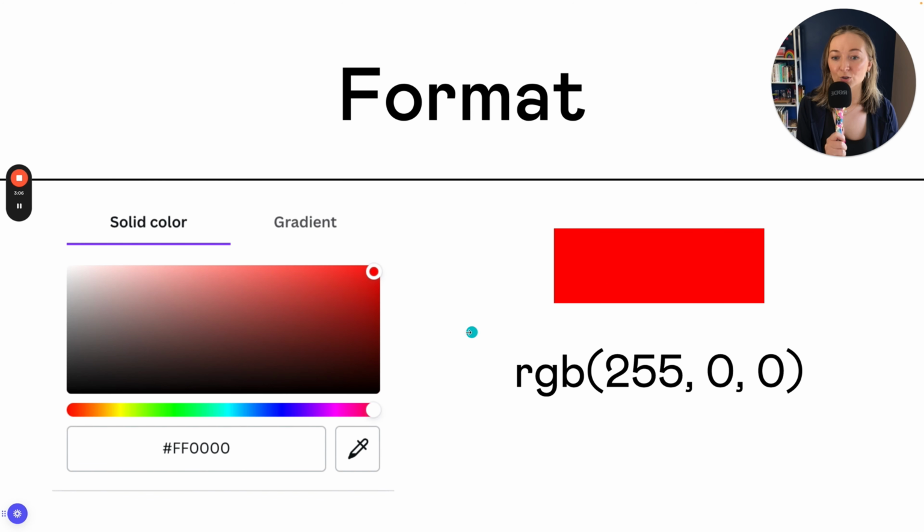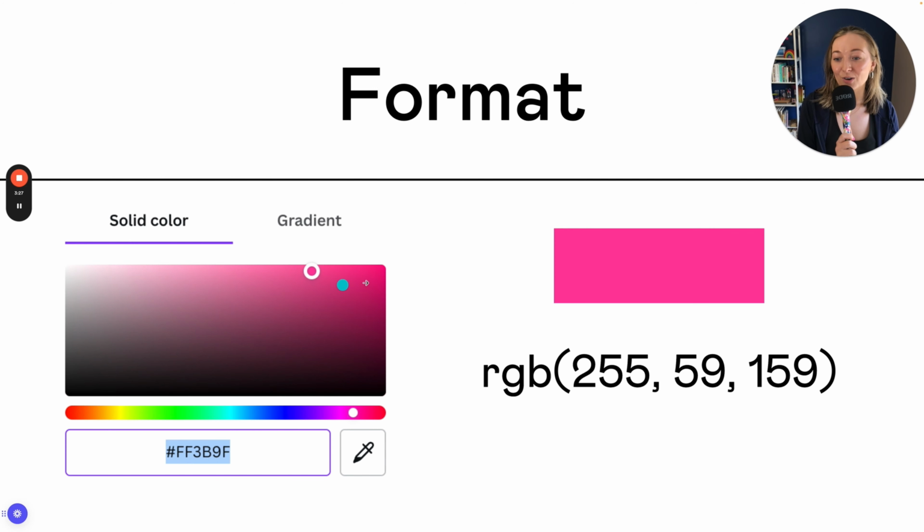So if I wanted to describe pure red, the reddest red you could possibly read, that is going to look like this on the color spectrum. And if we're writing that in RGB format, we're going to type RGB parentheses 255, comma 0, comma 0, and end parentheses. That means there's nothing else in it. It is pure red, nothing else.